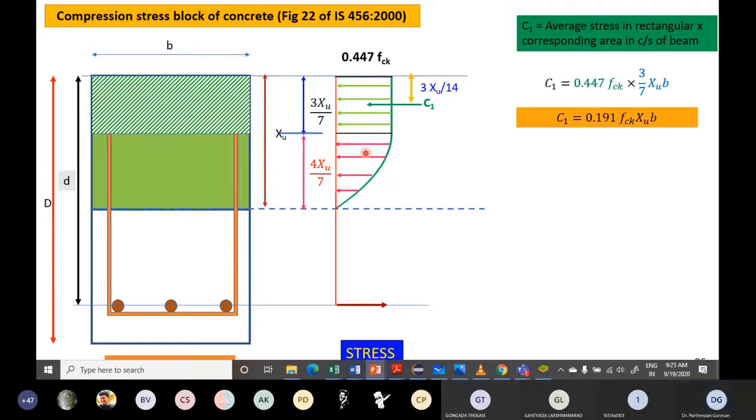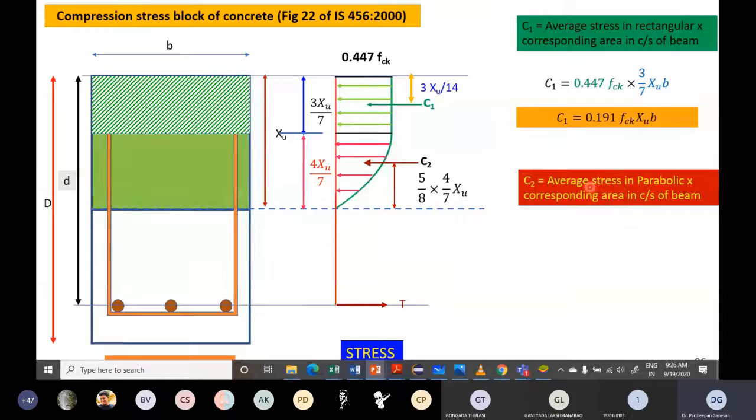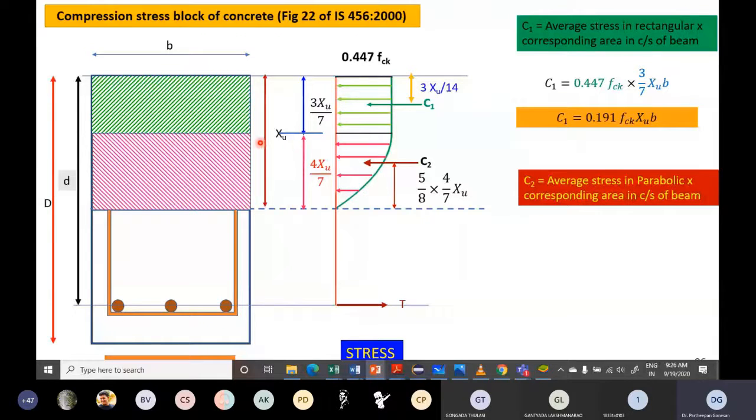Similarly, C2 is acting in this parabolic part. Now how will you find out this C2? It is acting at 4/7 xu from the 5/8... So C2 is the average stress in the parabolic part, multiplied by the corresponding area, this pink hatched area. C2 is 2/3 times 0.447 fck, the average stress on this part, multiplied by 4/7 xu into b. If you calculate, C2 comes out to be 0.17 fck xu b.